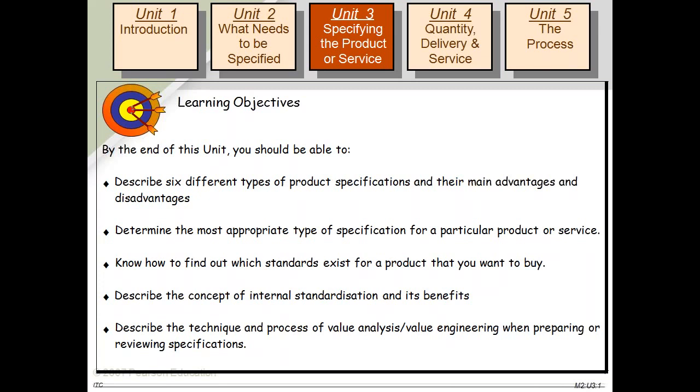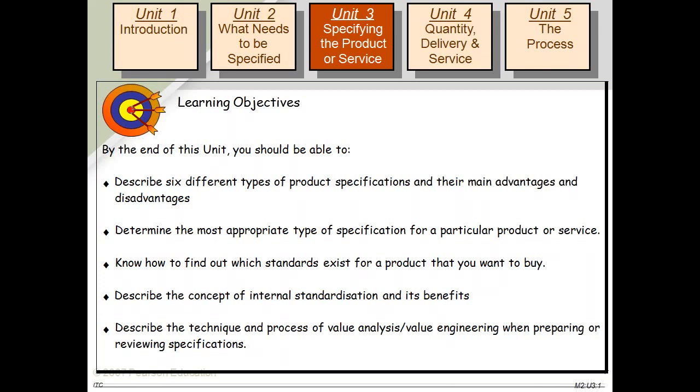Then the next comes determining the most appropriate type of specs for a particular product. Depending on the type of items you're buying, what type of specs should I use? If I'm buying bolts and nuts, what? If I'm buying dresses, shoes, what type of specs? If I'm buying electronic items, laptops, how do I specify it? If I'm buying a table and chair, how do I specify it? So there are different ways to do different things.